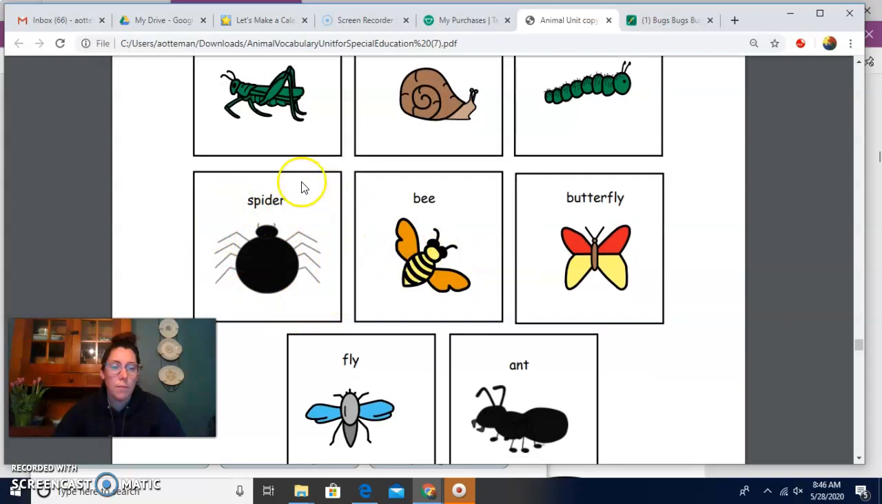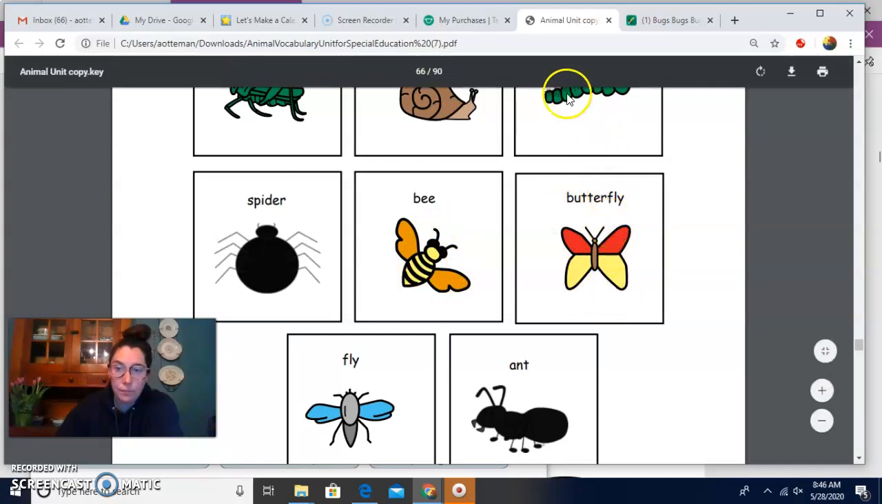What's this bug? It's a spider, right? It spins a web. This one is black and yellow, and it flies. What's this? It says buzz, buzz. It's a bee. This animal, or insect, the caterpillar turns into a butterfly, right? You might see a butterfly.